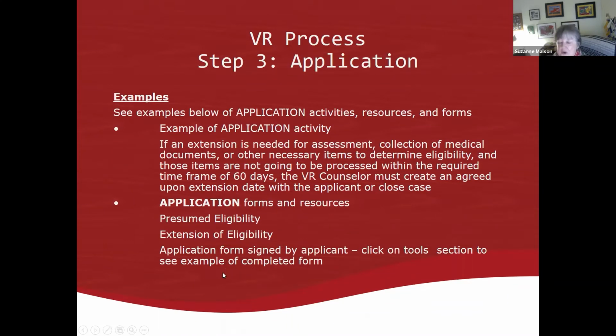So the other forms that we really want to have is the extension of eligibility. And of course, I'm going to say it again, application form signed by the applicant. It says click on tool, Jamie. I don't know that we have an application that we can share with folks. We do.